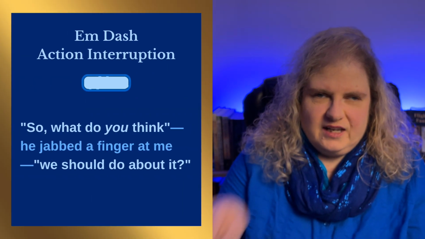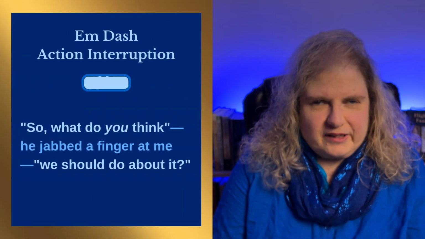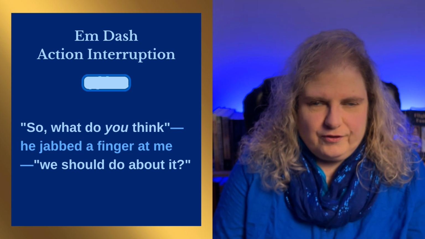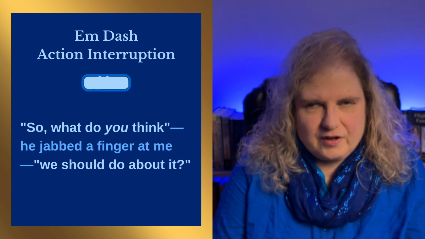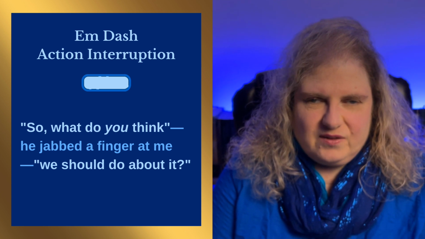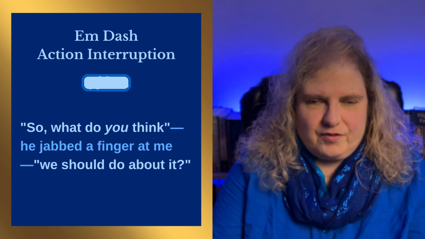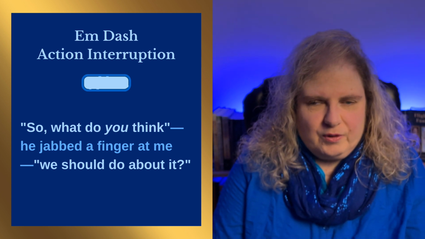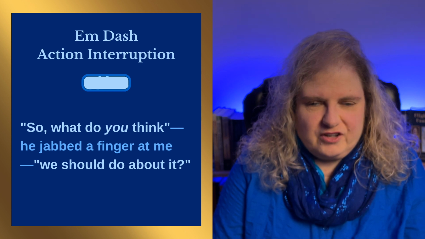If the speaker takes an action right in the middle of the sentence but doesn't stop speaking to do so, we use an em dash there as well, but this time on the outside of the quotation marks. Here's an example. "So what do you think"—he jabbed a finger at me—"we should do about it?" So the character is saying the full sentence all at once. "So what do you think we should do about it?" But while he's saying this, he's jabbing a finger at the point of view character. Notice how we place the em dash outside the quotation marks.